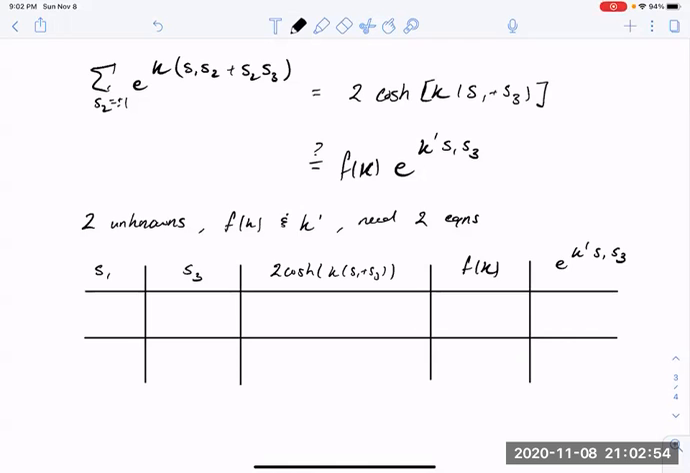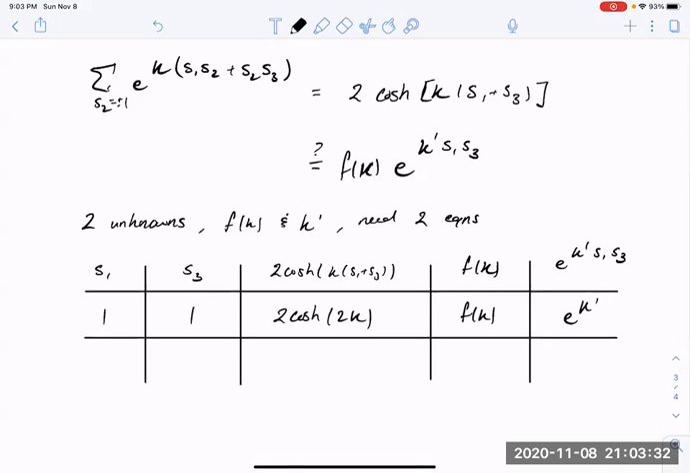All right. Well, S1 could be 1, S3 could be 1. If that was the case, we would get twice hyperbolic cosine k, 1 plus 1, that's twice hyperbolic cosine of 2k. F of k is independent of the spin, so it's still f of k. And if we multiply S1 times S3, we would get e to the k prime.